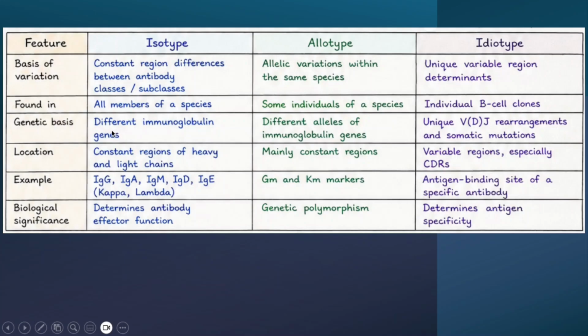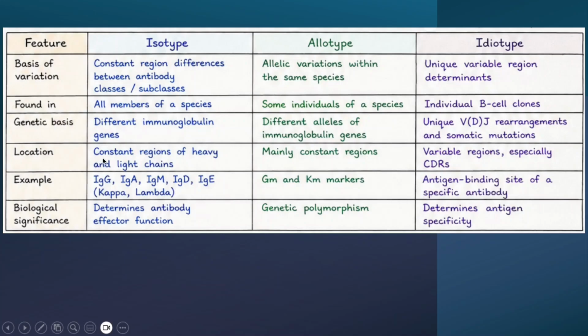Let's talk about genetic basis. Isotypes arise from different arrangements of immunoglobulin genes. That's how class switching takes place. Talking about allotype, these are different allelic variations which give rise to 1 to 4 different amino acid sequences. And in case of idiotype, we talked about 3 bases, which are VDJ recombination, somatic hypermutation, and junctional diversity.